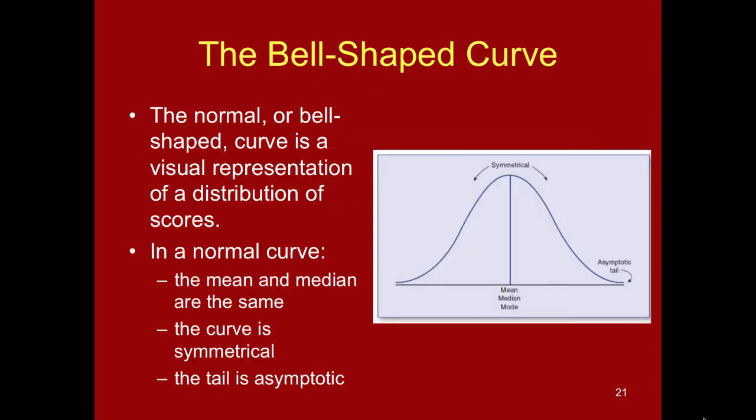Another characteristic of a bell-shaped curve is that the curve is perfectly symmetrical. Lastly, a normal curve has a tail that is asymptotic, which means that the tail gets ever closer to the x-axis but never touches it.